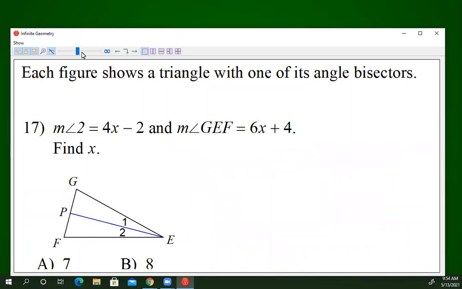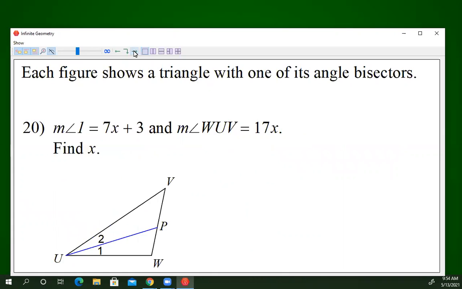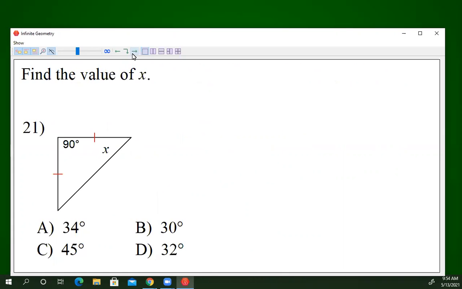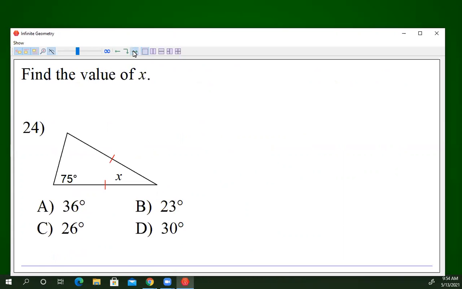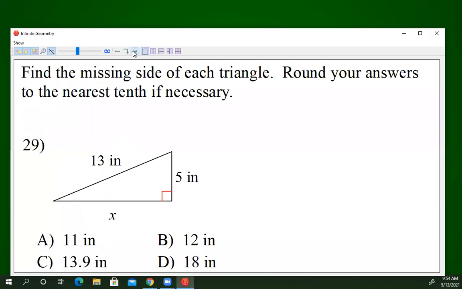Okay, those are the hard angle bisector ones. And then, oh, that's weird. These weren't supposed to be in there because we did those last chapter. So we'll actually skip over those. And then it's just the Pythagorean theorem stuff.